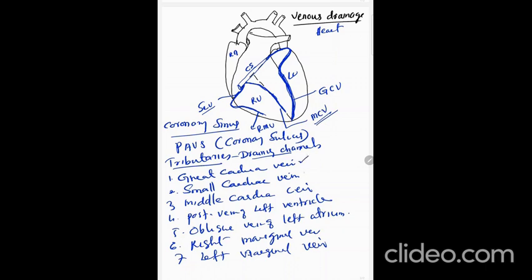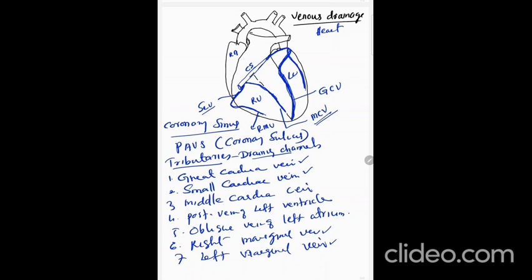So we have the great cardiac vein, we have seen the small cardiac vein, then I told you about the right marginal vein. Then coming to the left marginal vein. Here we have the left marginal artery, a branch of the circumflex artery. Here we have the vein that is the left marginal vein, and it drains into the left end of the coronary sulcus.